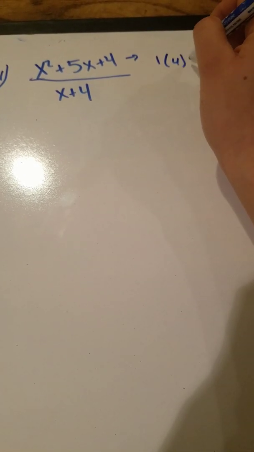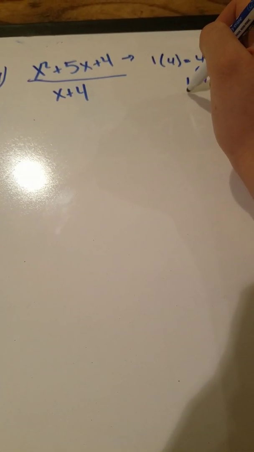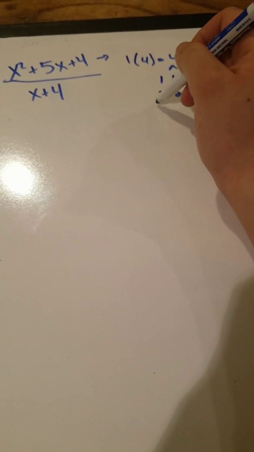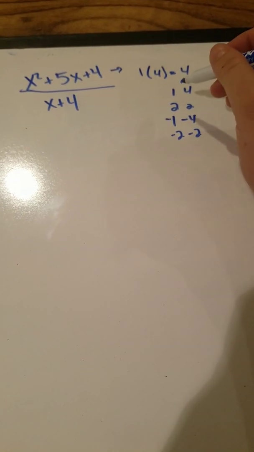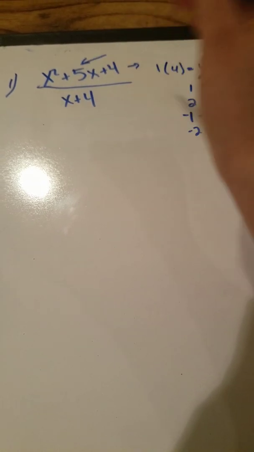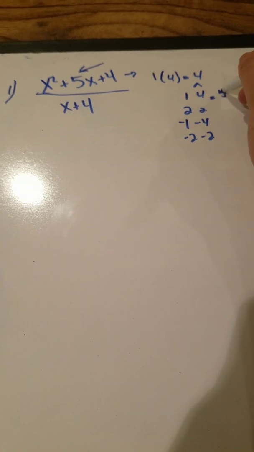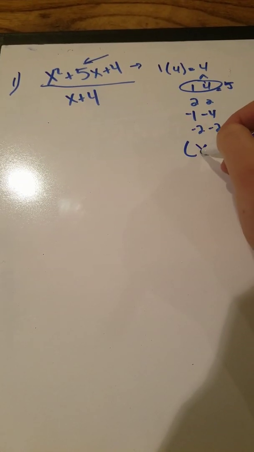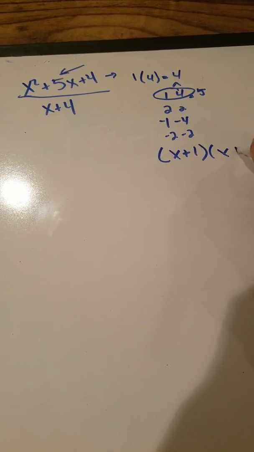In this case, 1 times 4 gives us 4, with factors 1 and 4, 2 and 2. We could also do -1 and -4, -2 and -2. We're going to look at our factors that add to a positive 5 because that is our b value. The ones that add to a positive 5 would be 1 and 4, so we would pick 1 and 4. We would make our parentheses, so x plus 1 and x plus 4.